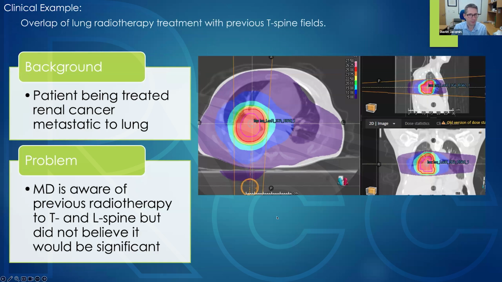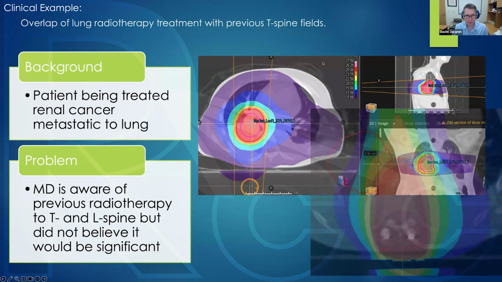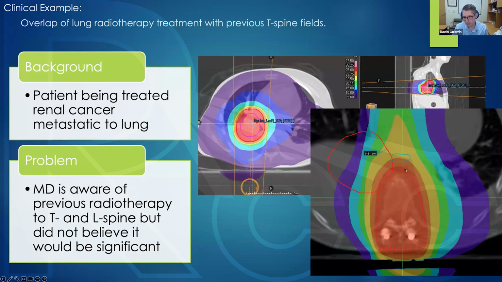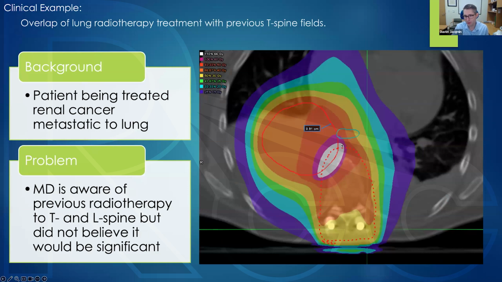And one quick example here. This is a patient being treated for renal cancer, metastatic to the lung. And the MD was aware of previous radiotherapy to the T and L spine, but didn't think it was overlapping, didn't think it would be significant, and didn't ask for a composite. But here you can see the previous treatment in the T spine, and there is some overlap with the current treatment field.